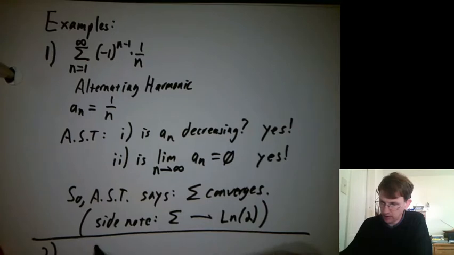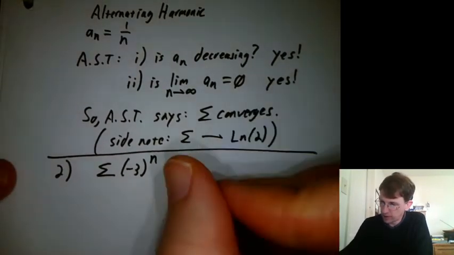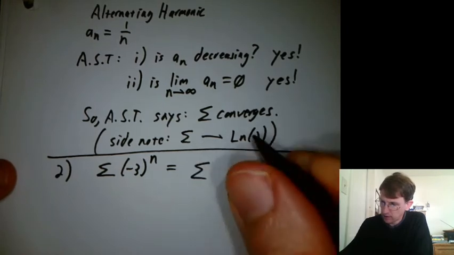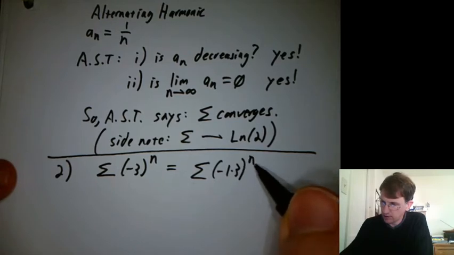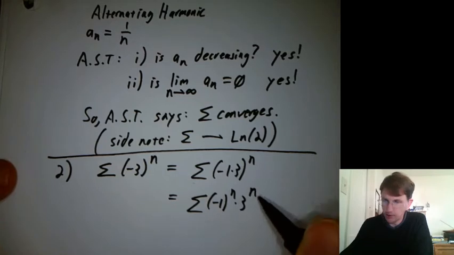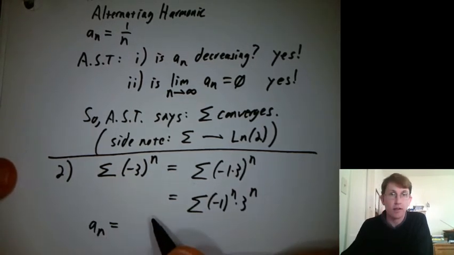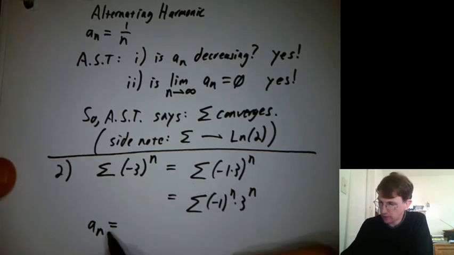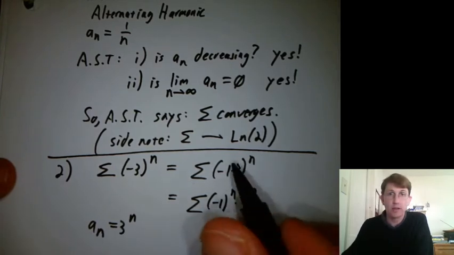Let's try the sum of -3 to the n. That's not in typical alternating harmonic form. Let's rewrite it in alternating harmonic form. We could say that's -1 times 3 to the n, which would then be -1 to the n times 3 to the n. So what's my a sub n here? It's just the non-alternating part, so it's 3 to the n. Is this thing alternating?